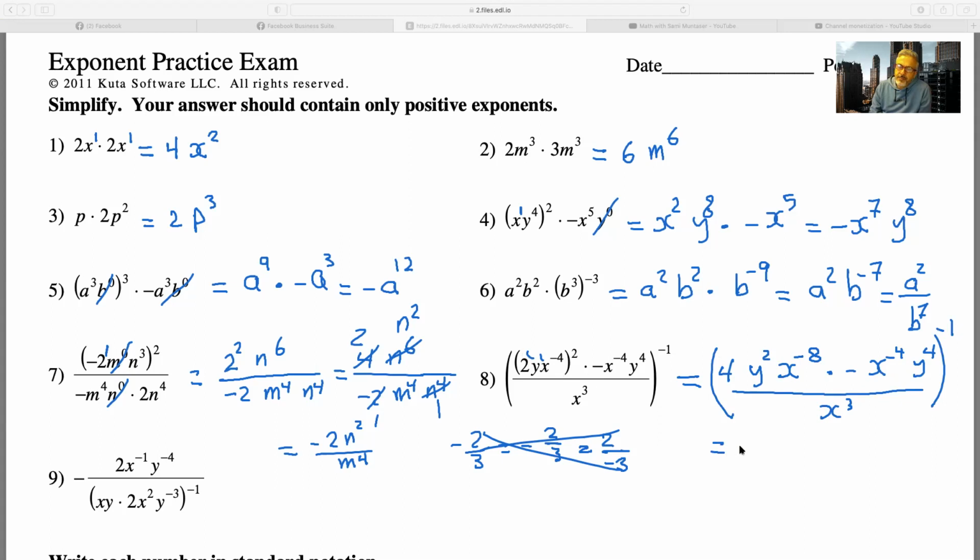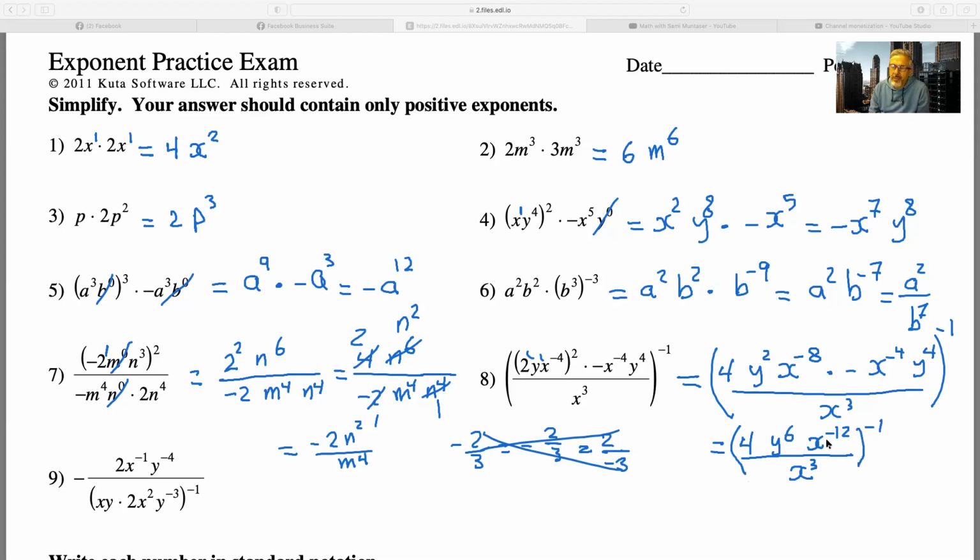So now we have multiplied the tops and we're going to get 4 y to the 6 x to the negative 12 all over x cubed all to the power of negative 1.